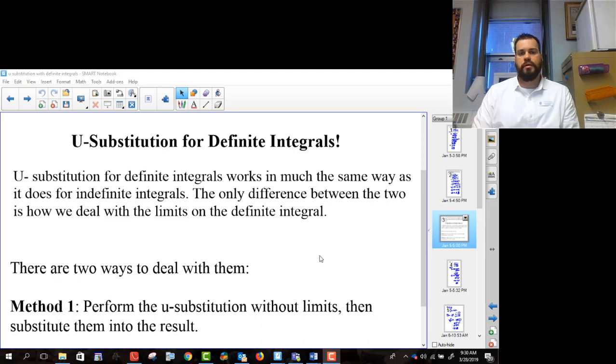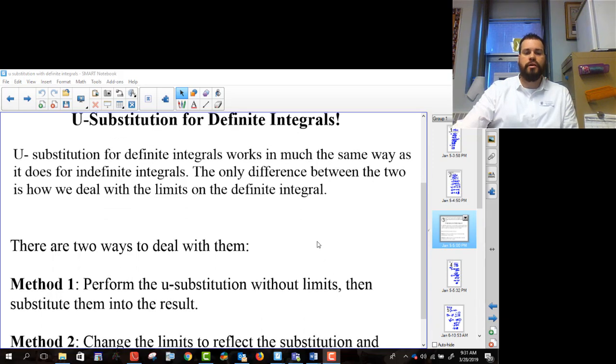So we want to talk about u substitution with definite integrals, because the integrals that we have used u substitution for so far are indefinite, so they don't have boundaries. So the question is, what do we do when it has boundaries? What do we do when it's a definite integral? And there's really two ways that you can do it.